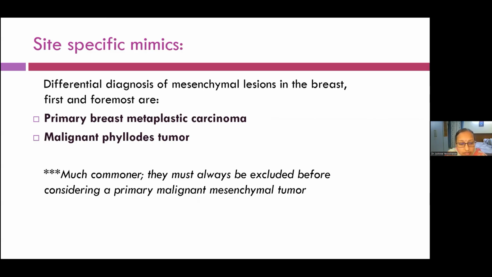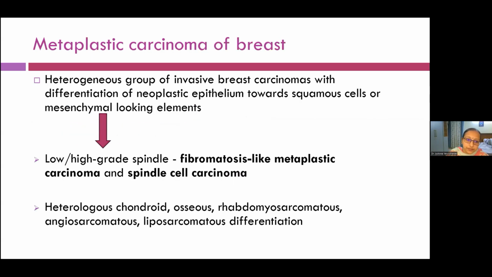So what we should always remember is that these are much commoner than the primary mesenchymal neoplasms of breast. And so they must always be excluded before considering a primary mesenchymal tumor. So just a few words about these two site-specific mimics, because those are probably the lesions that you'll encounter much more frequently than the rarer mesenchymal tumors.